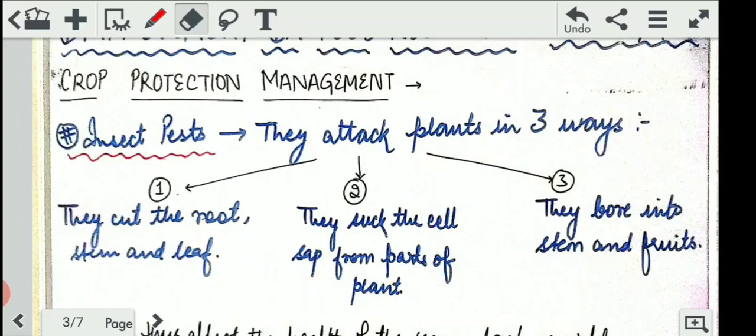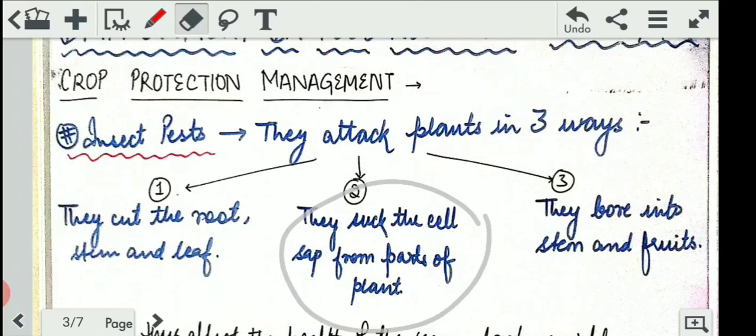We studied weeds, now we are studying how insects affect our field. They attack plants in three ways. Firstly, they cut the root, stem and leaf. We know the various parts of the plant. So what do these pests do? They start eating leaves, stem and root. As a result, they finish them off. It happens slowly and steadily, but gradually one day they will finish the entire thing off.